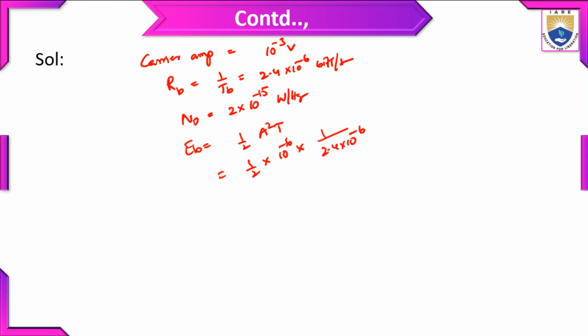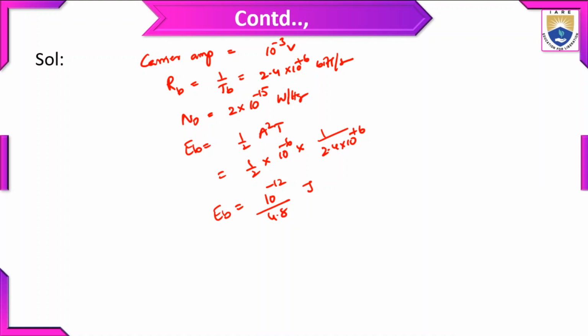So bit energy E_b is equal to 1 by 2 A square T. So let us substitute: 1 by 2 into A square, 10 power minus 3 whole square is 10 power minus 6, T, that is 1 by 2.4 into 10 power 6. Then energy per bit E_b is equal to 10 power minus 12 divided by 4.8 joules.